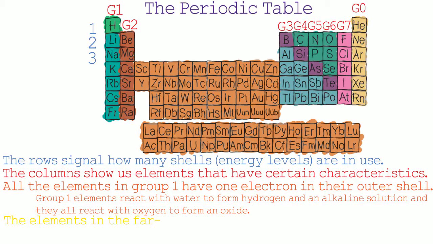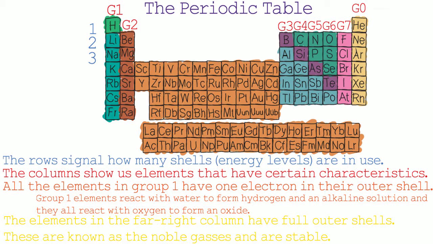The elements in the far right column have full outer shells. These are known as the noble gases and they are stable. The noble gases are stable and unreactive because they have a stable arrangement of electrons, whereby the outer shell is full of electrons. So to summarise, the row tells us how many shells are in use, and the column shows us the characteristics of the element.